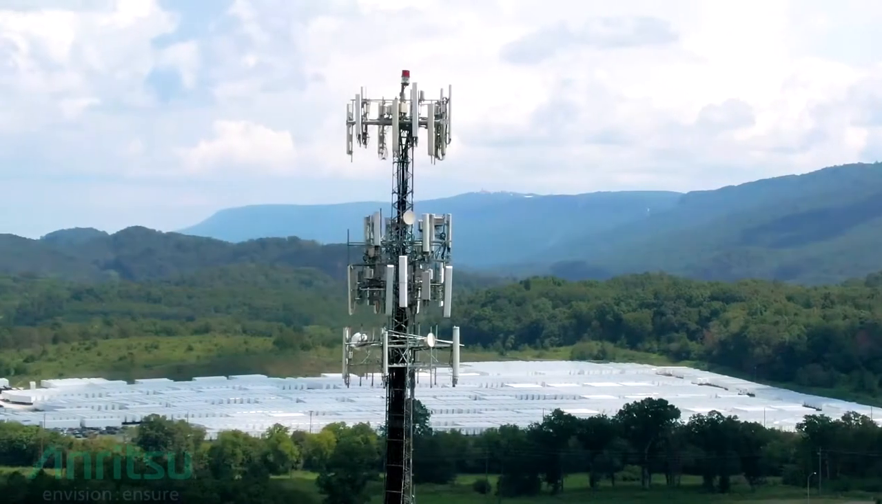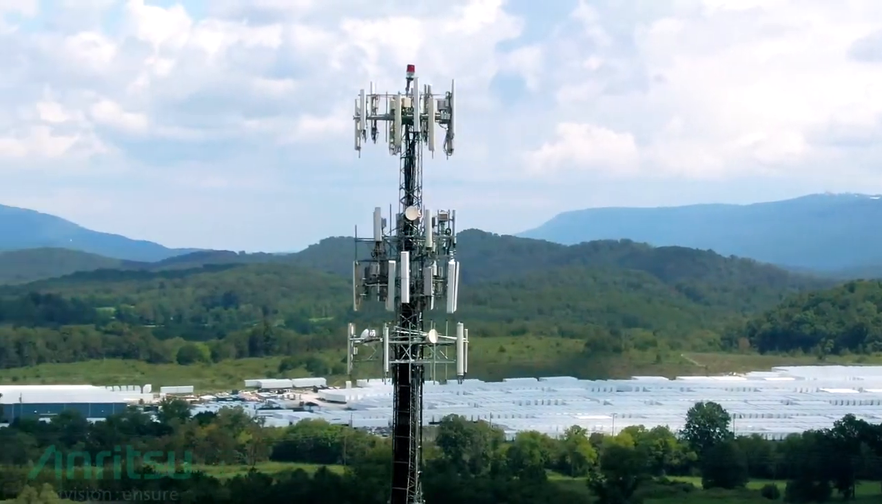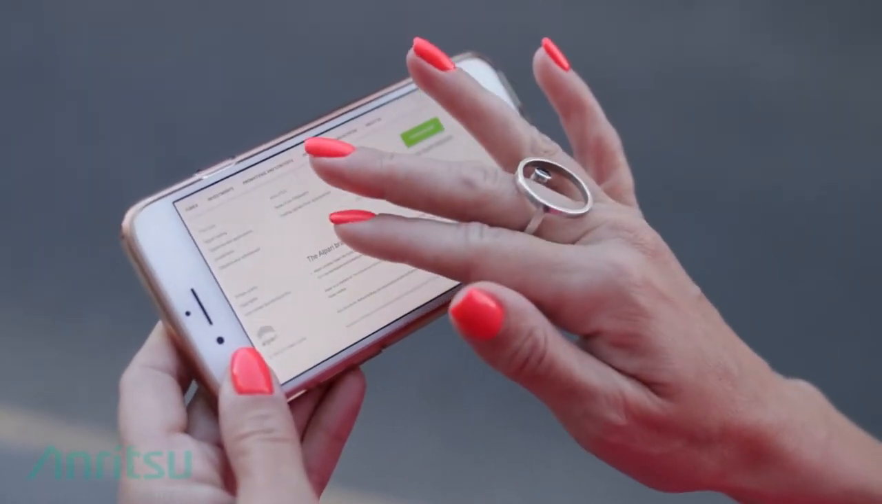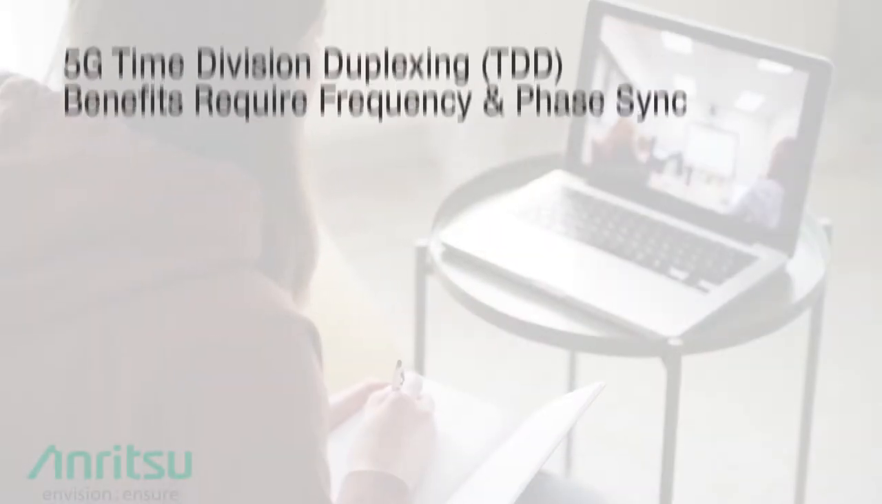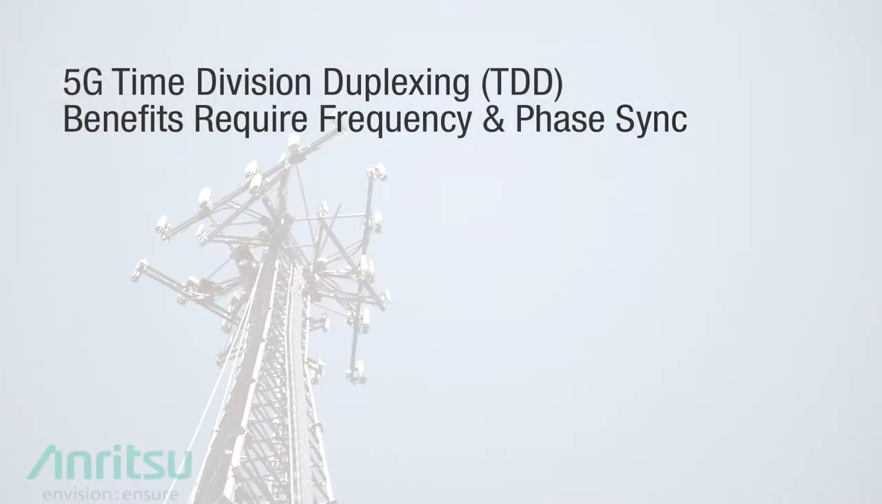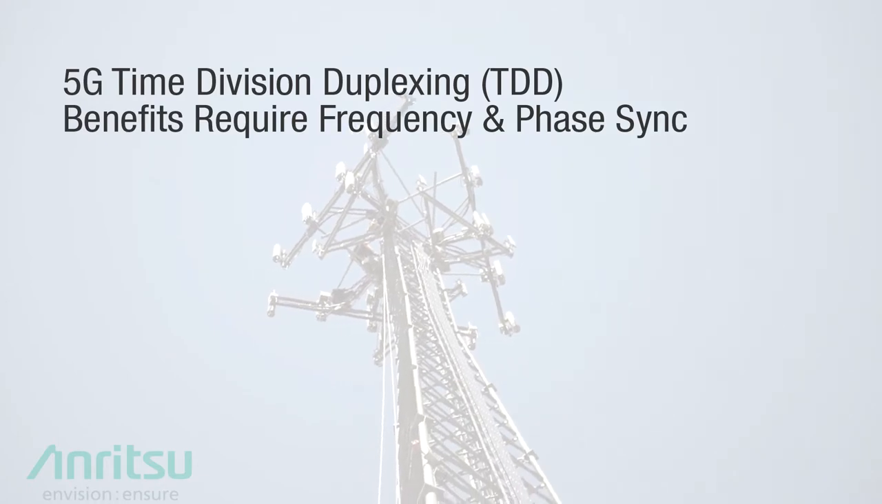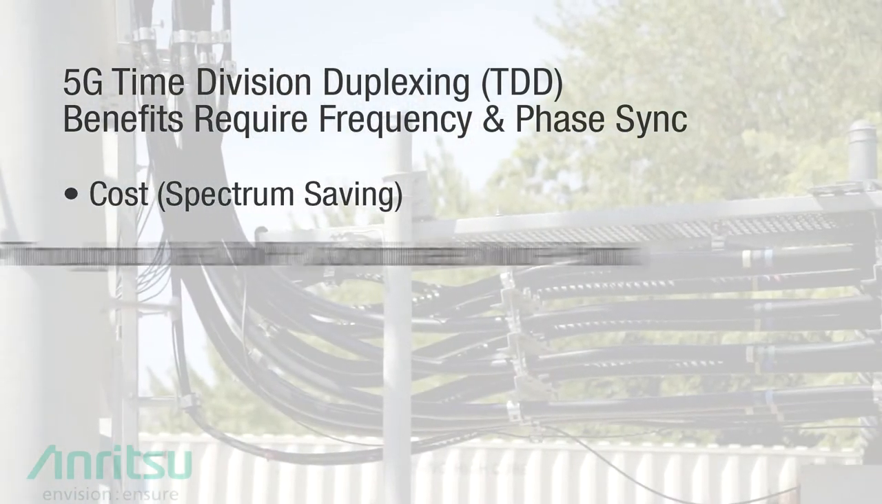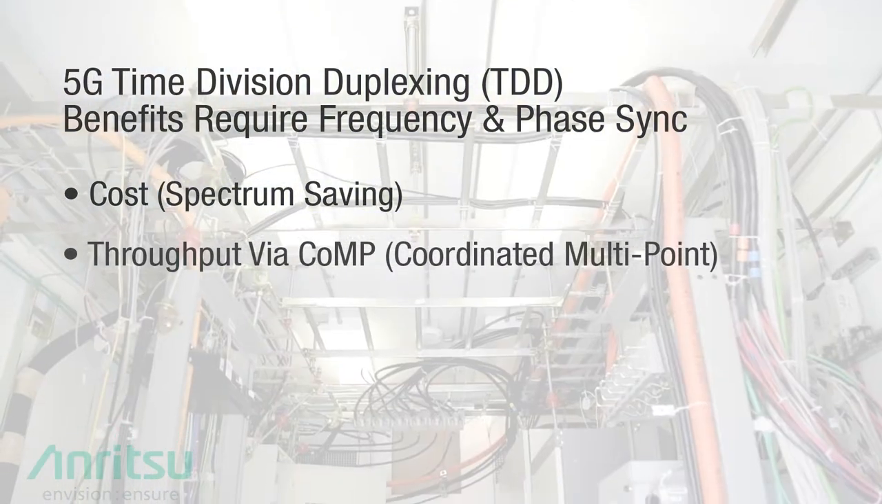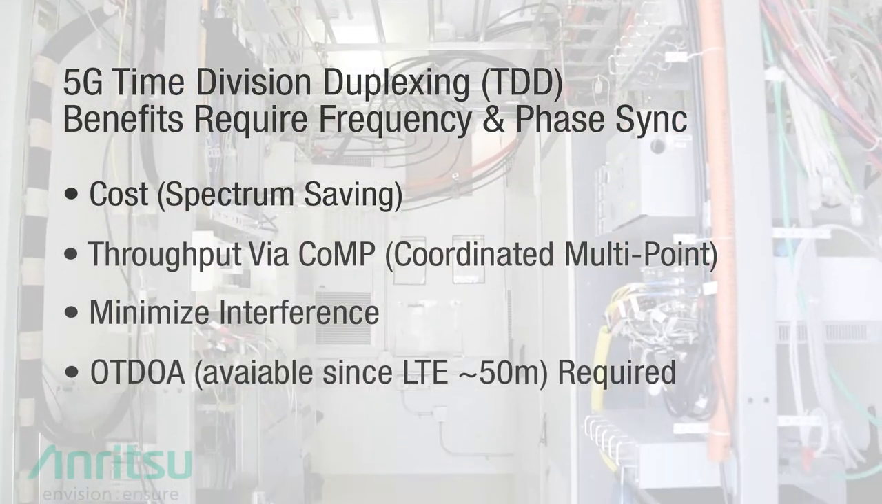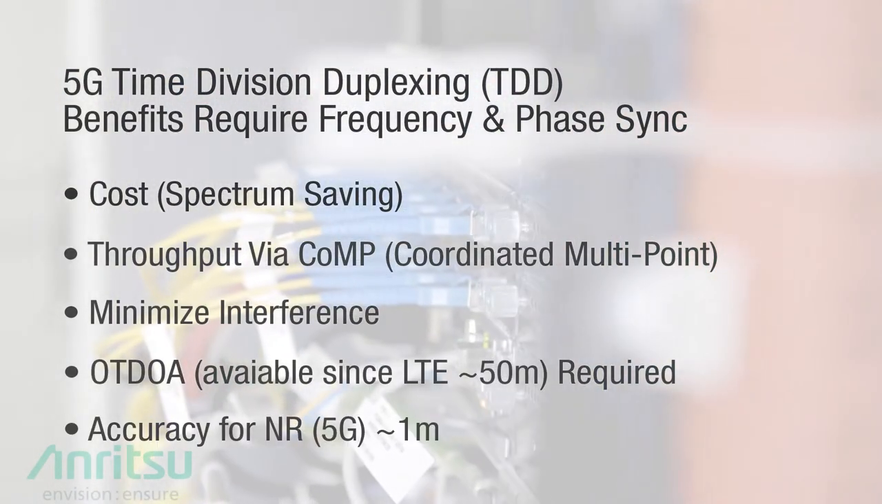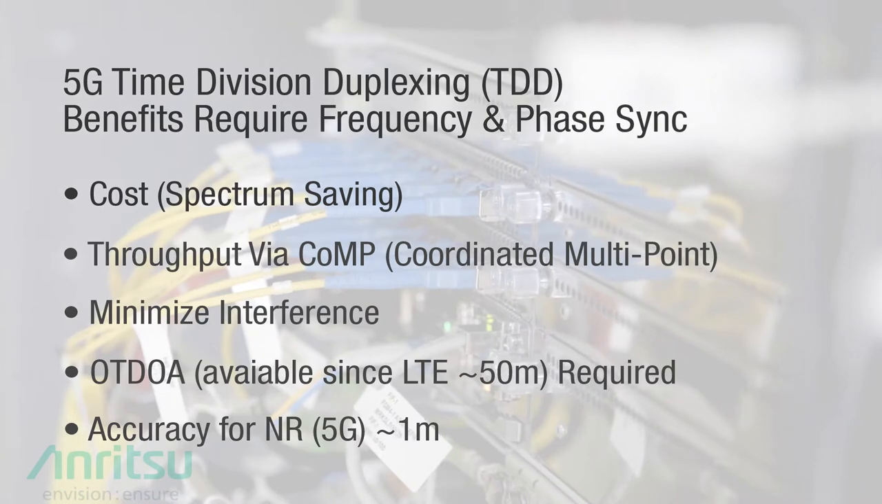The advent of 5G new radio, or NR, brings new capabilities through the use of time division duplexing, or TDD. Time division duplexing requires both frequency and phase synchronization to enable spectrum utilization, coordinated multipoint, or CoMP, minimize interference, and enhanced observed time difference of arrival, or OTDOA, positioning for enhanced 911.